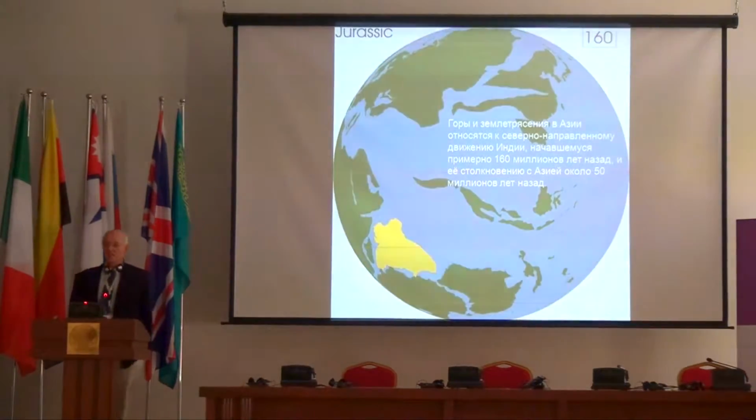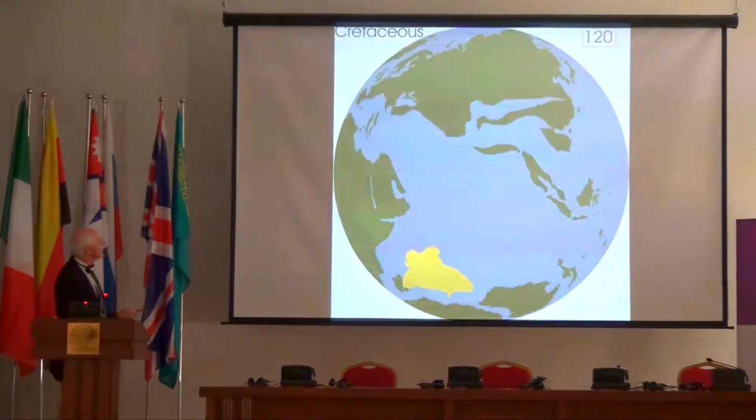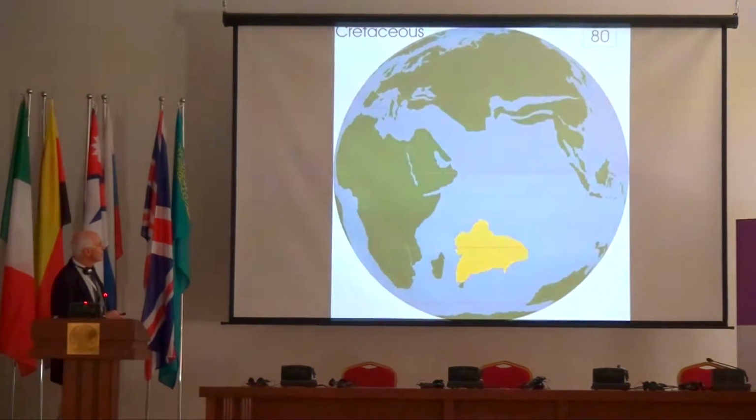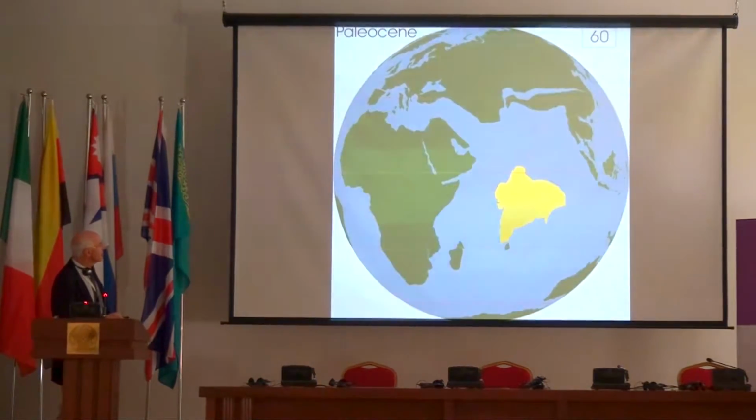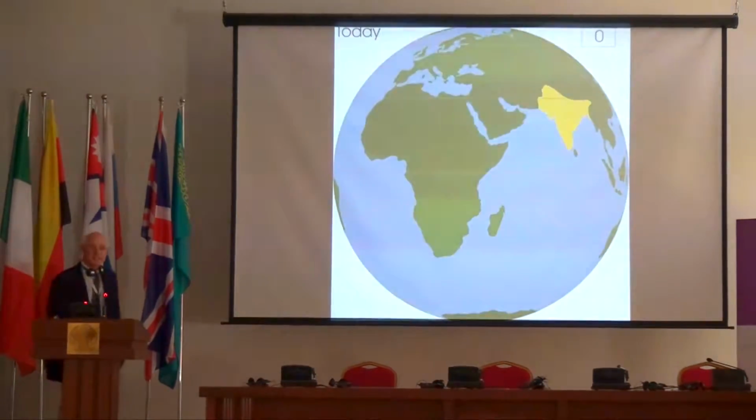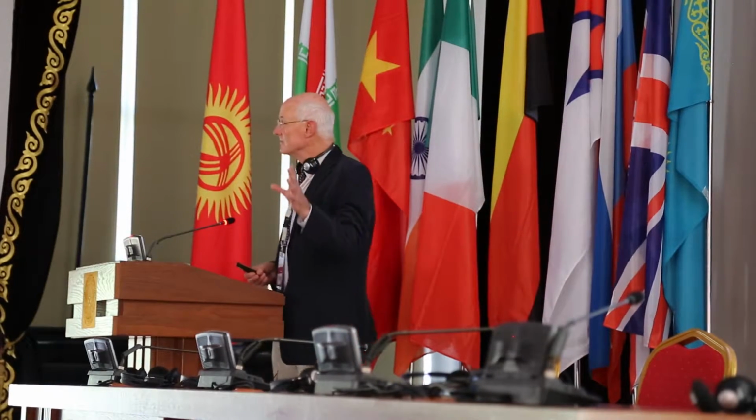And you will see in the next pictures, as the time moves forward, India moves northwards to collide with Asia. So here we are at 120 million years. India has separated from the southern continents. It moves north at 80 million years, 60, 40, and this is the situation today. So these maps are real maps. These are not artistic impressions. We can make these maps.